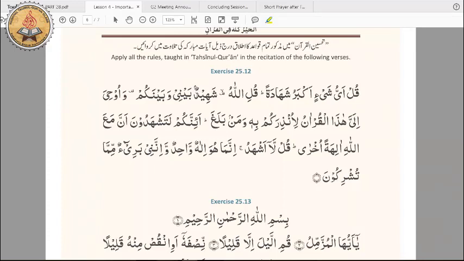Excellent. And now I need you to say that meme a little bit prolonged, because when that's followed by ba, then we have to prolong it. Shahidum baini. Excellent.